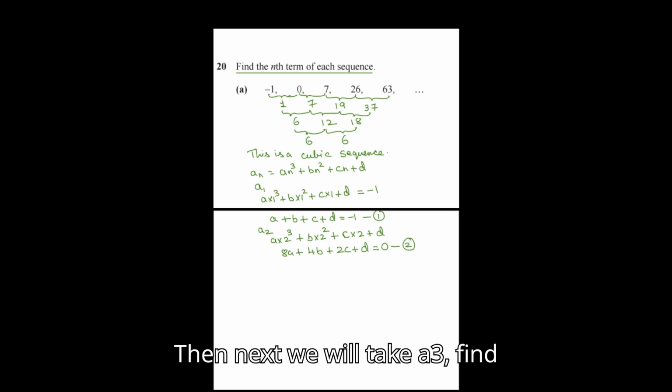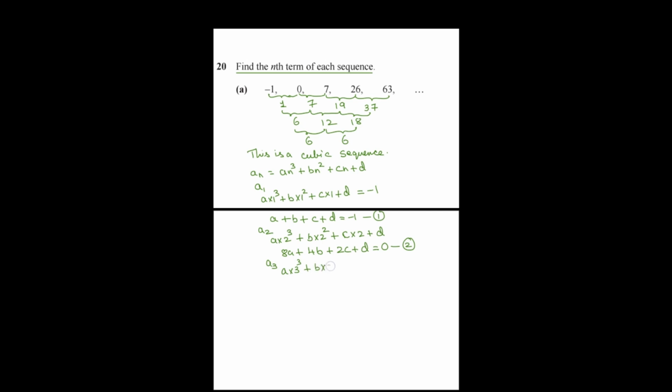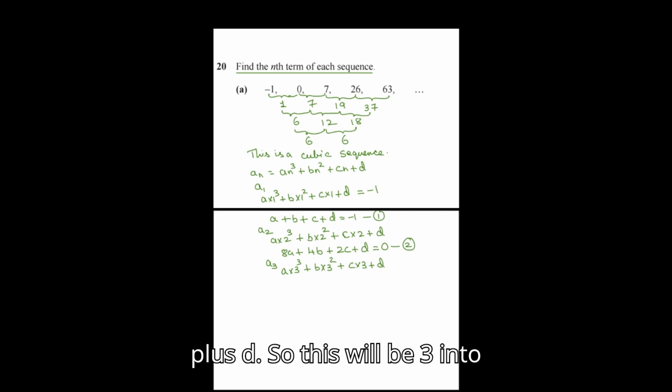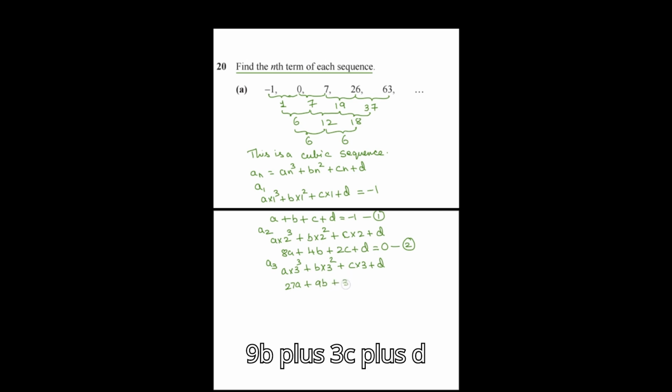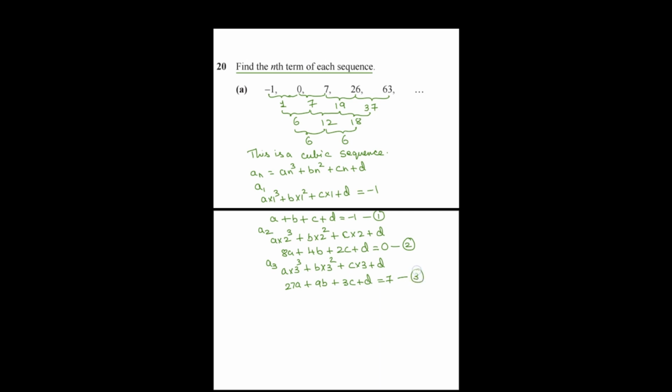Then next we will take a3. So in the place of n it will be 3. So a into 3 cube plus b into 3 square plus c into 3 plus d. So this will be 3 into 3 into 3 is 27a plus 3 into 3, 9b plus 3c plus d, that is equal to 7, which is equation 3.